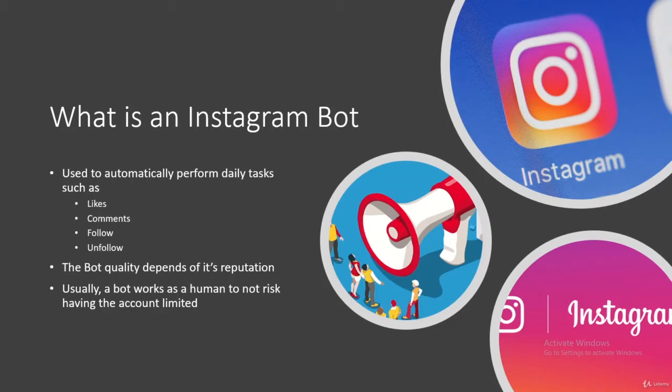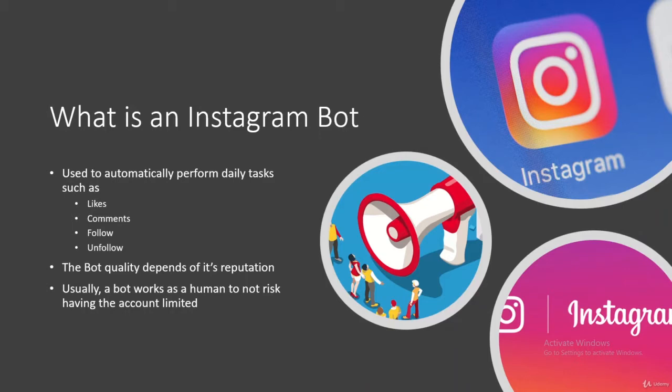Usually bots work like humans to not risk having the account limited. When I say account limited, as I said a little before, if you start following a lot of accounts in one shot, your account will be limited. You will not be able to follow anymore for, let's say, a one day period. The limitation can take up to 1 week. If you always bust your limit, the limitation will get up to 1 week, so you will not be able to like, follow or comment for 1 week. You have to be careful with the frequency, or how fast you follow or like all the accounts.